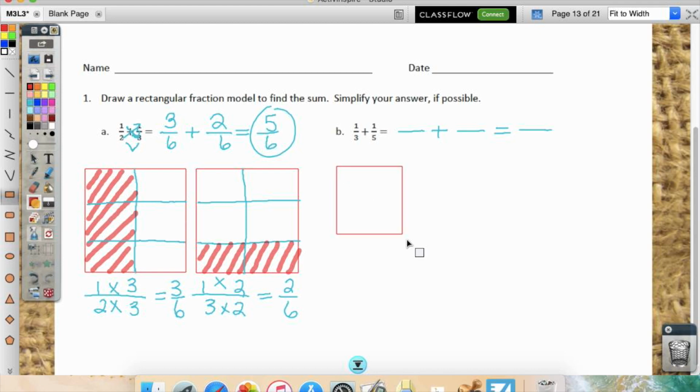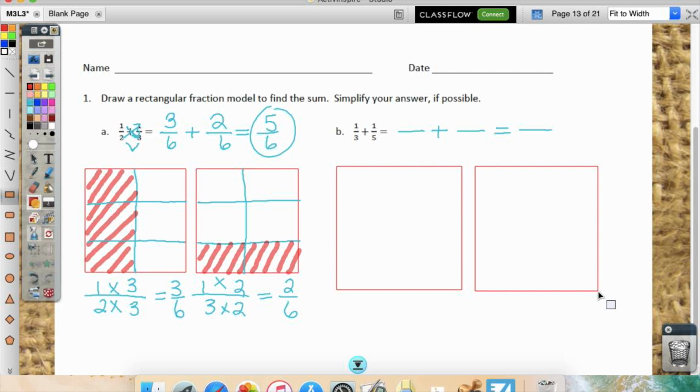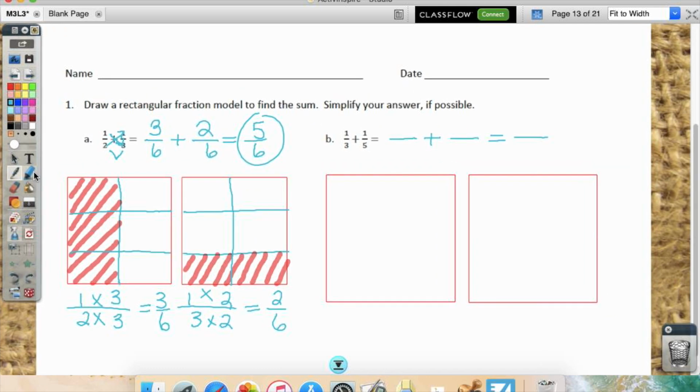Now I'm going to make the boxes. Remember, when you make the boxes, it's easier to do one line at a time. Do you remember that part? Okay. Then I'm going to take 1/3 and write it down here. And 1/5.